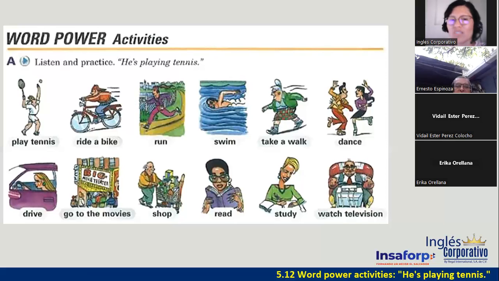What about dance? ¿Cómo nos quedaría una oración con present continuous? They're dancing. Muy bien. They're dancing, ¿verdad? What about drive? Drive.